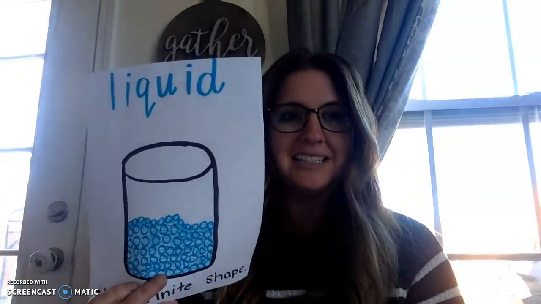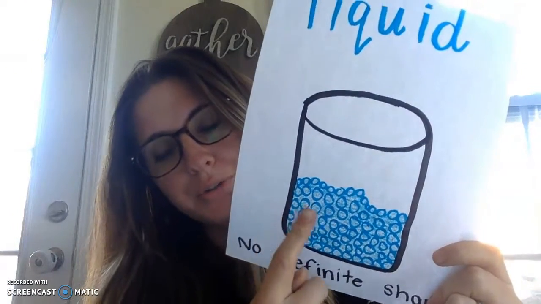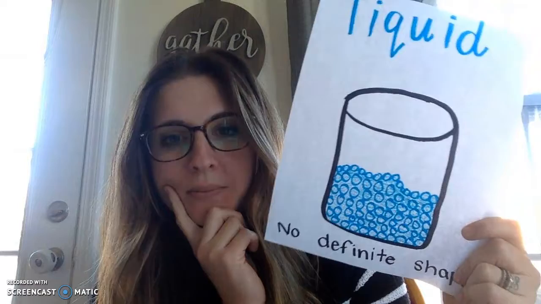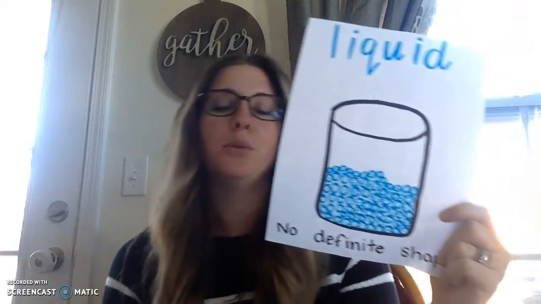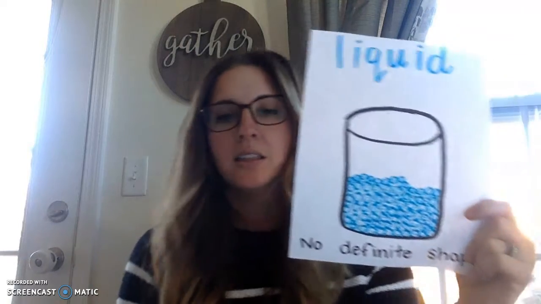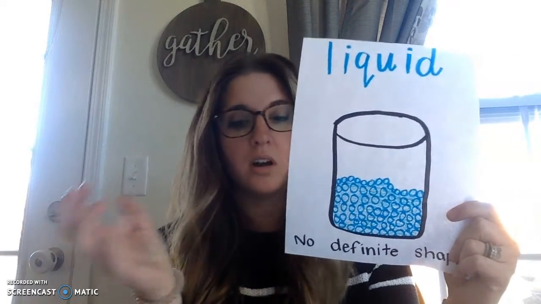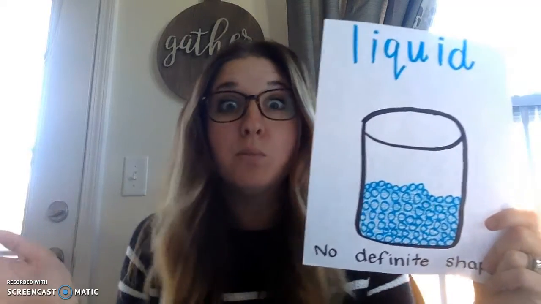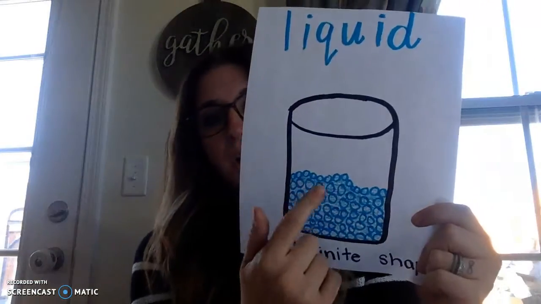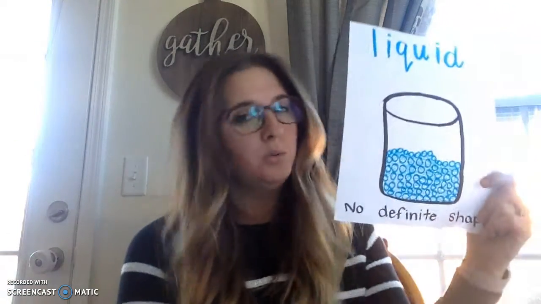But this is a liquid. This is the second state of matter. Do you see how these particles are a little bit different? They're a little more spaced out. They have a little bit more room to move. That's why when you shake water or juice or coffee, it kind of sloshes around. It can move a little bit more because the particles are a little bit more loosey-goosey.